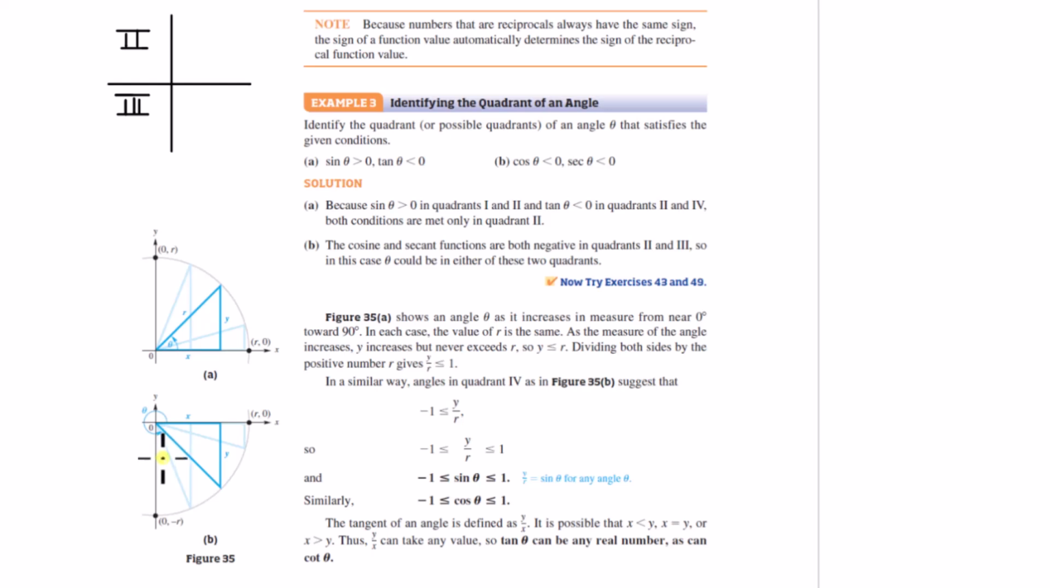And then when you get to the vertical, you get r divided by y, which is minus r, so negative 1. So what you can see is that the range of cosecant is going to be negative infinity to negative 1, including negative 1, in union with 1, including 1, to infinity. And if we did secant, we'd get the exact same range.